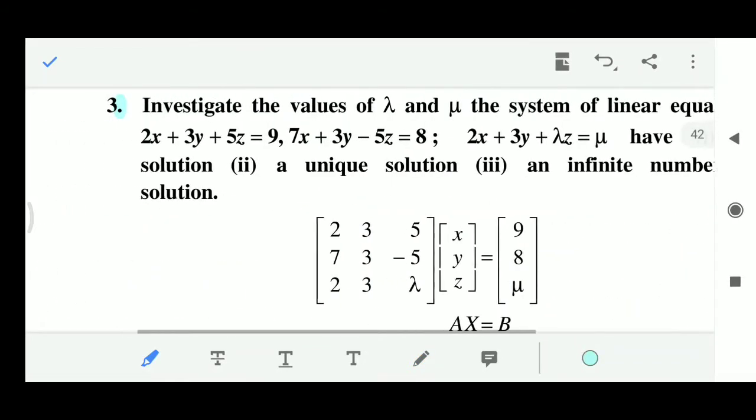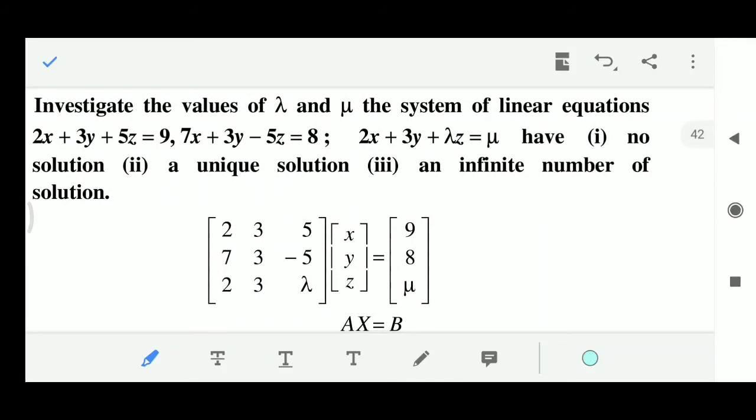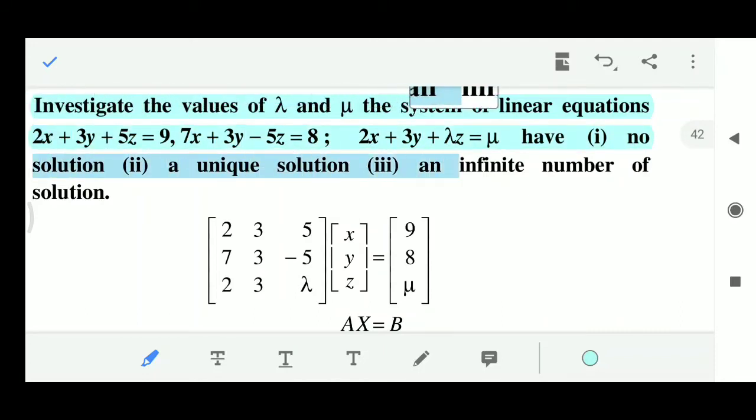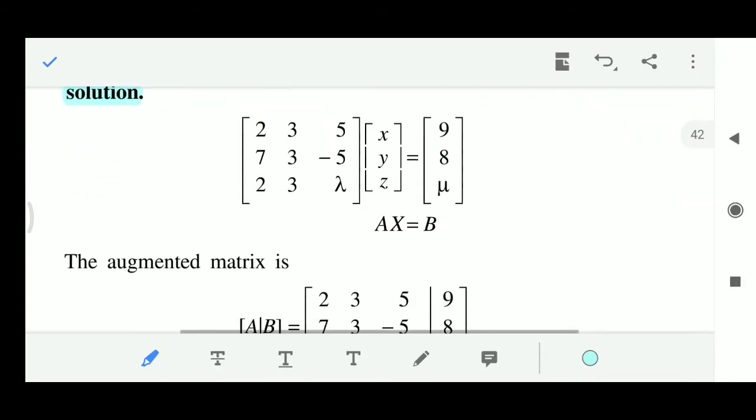In this third sum, investigate the values of lambda and mu. The system of linear equations 2x plus 3y plus 5z is equal to 9 and 7x plus 3y minus 5z equal to 8. The third equation is 2x plus 3y plus lambda z equal to mu. Have no solution, unique solution and infinite number of solutions.